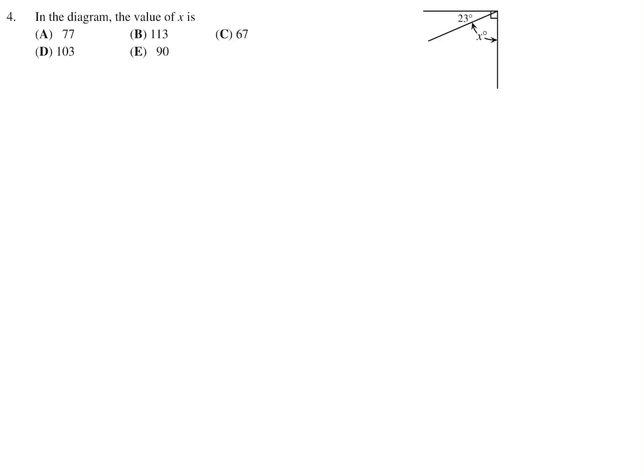In the diagram, the value of x is... As you can see, there's a right angle. The right angle, of course, means 90 degrees. And these two angles, therefore, add up to 90 degrees. So we have 23, and we have x, and the sum is 90. And therefore, x is 90 minus 23. And therefore, x is equal to 67. So number 4, the answer is C.